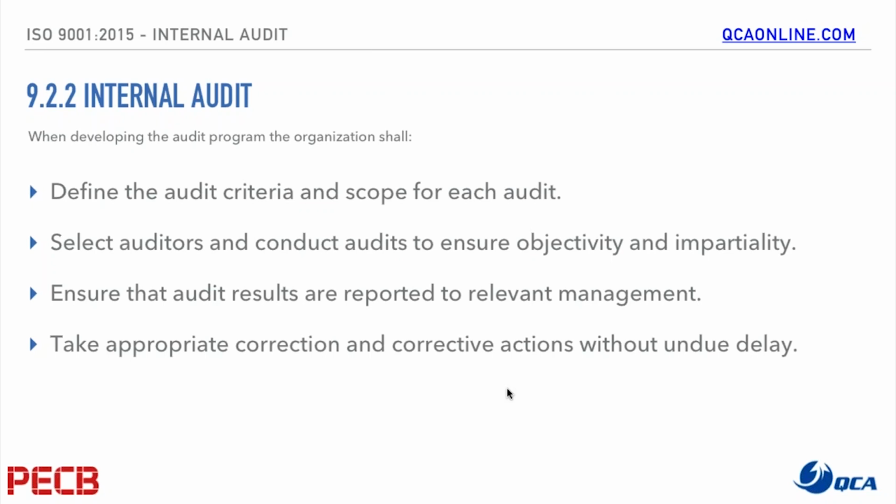ISO states that the corrective actions must be carried out without undue delay. This does not give a specific timeline for corrective action. This is because all corrective actions are different, and some will require more time to complete than others, depending on the complexity of the issue and the steps required to correct it.